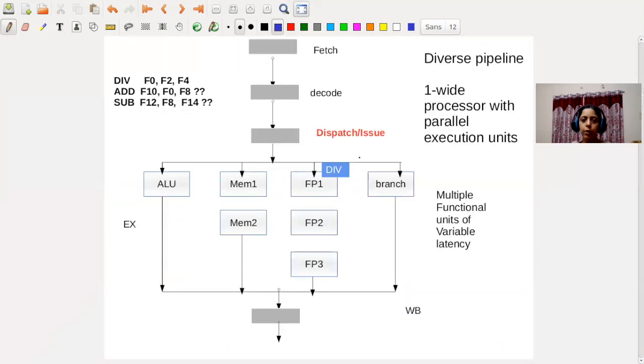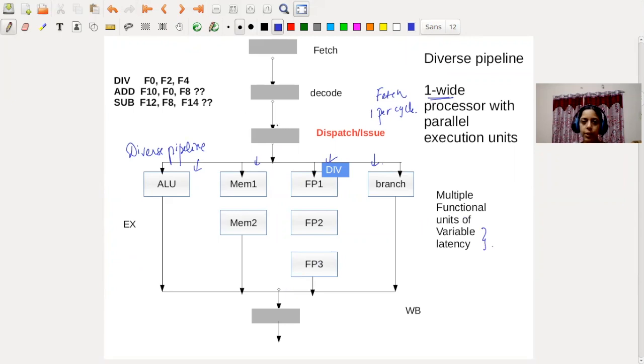So now how do we do this in hardware? This is an example of a diverse pipeline. A diverse pipeline contains multiple parallel functional units. We are considering a one issue processor or a one wide processor, which means you can only fetch one instruction per cycle. And we have multiple functional units with variable latency.